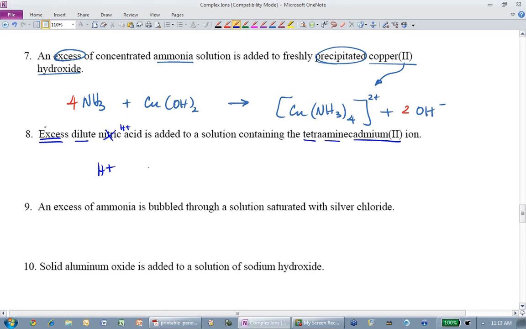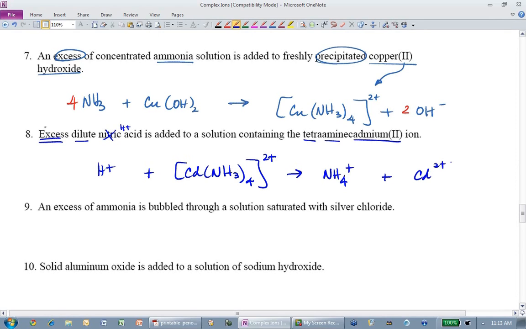So H plus Cd(NH3), how many of them? Tetras, 4. Charge, 2 plus, because those are neutral ligands. What's going to happen? Well, for the 6th time so far, we're going to make ammonium because we have ammonia in the ligand reacting with the H+. And then that's going to bump the cadmium out by itself.